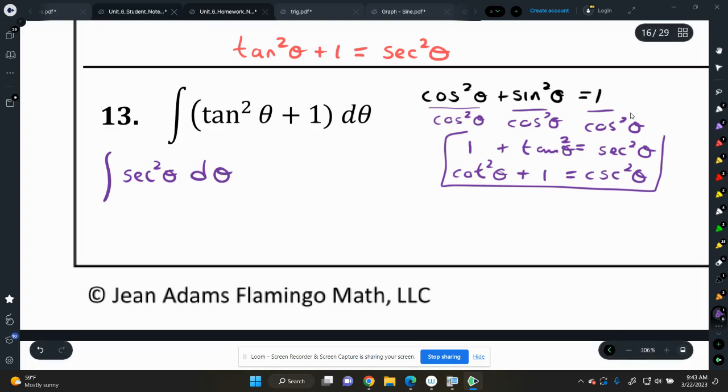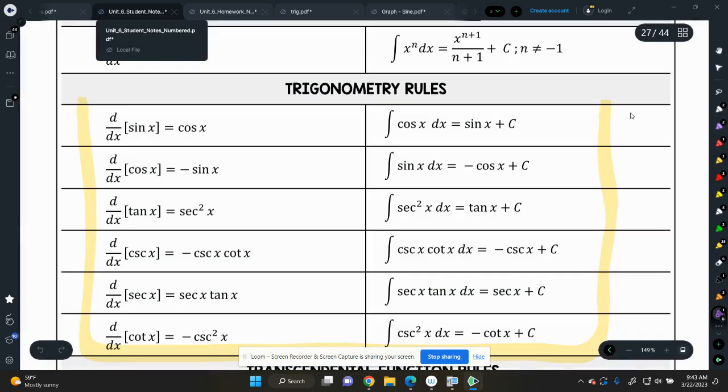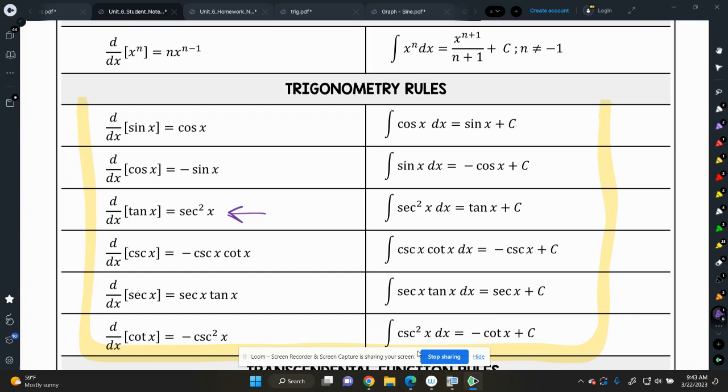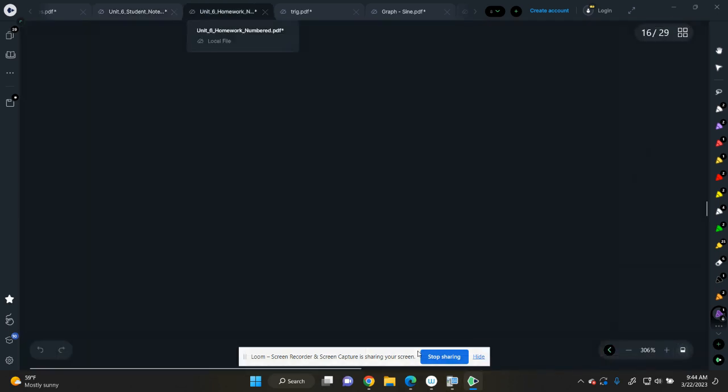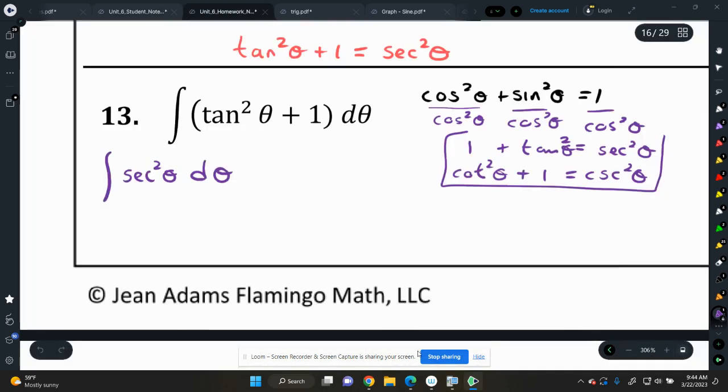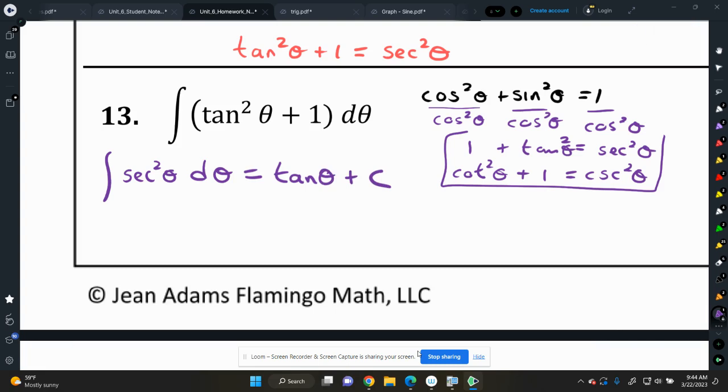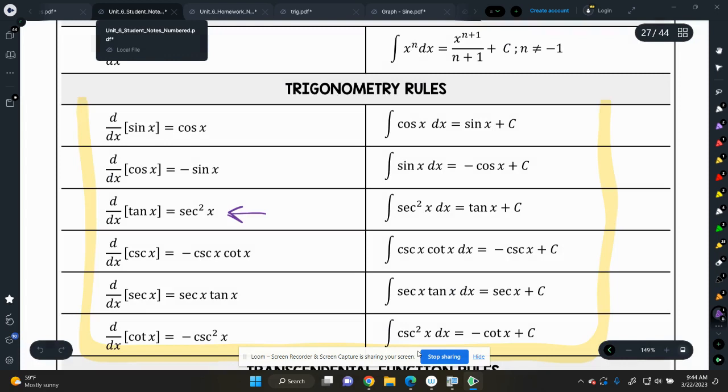So go back and look at your formulas. What do I take the derivative of to end up with secant squared? Well, there it is right there. That's tangent. So when I integrate secant squared, I get tangent theta plus C, all right? So you have to know these formulas. You have to know these derivatives in order to do the integrals, okay?